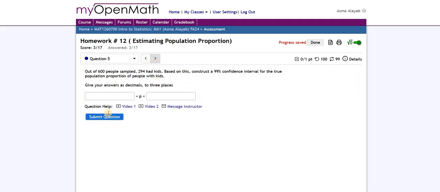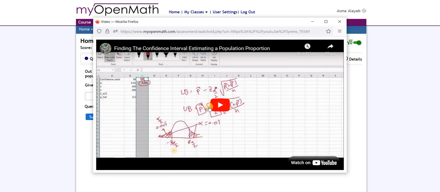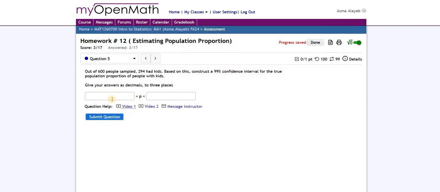And let's say we want to compute a confidence interval. The confidence interval, the lower bound and the upper bound for a question. You can also do it by hand. If you click on the first video and watch, that is how you do it by hand.